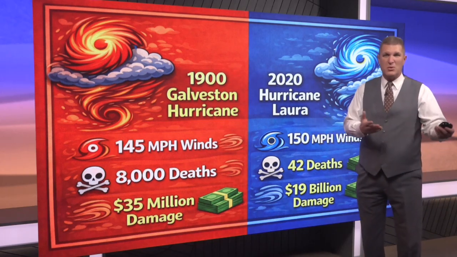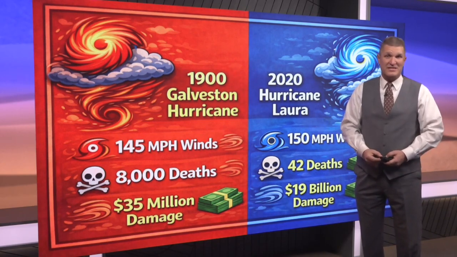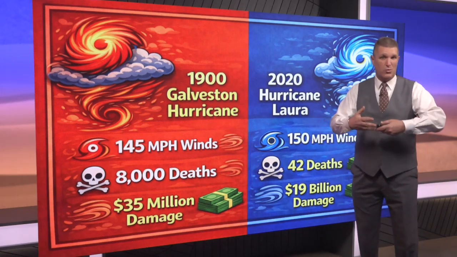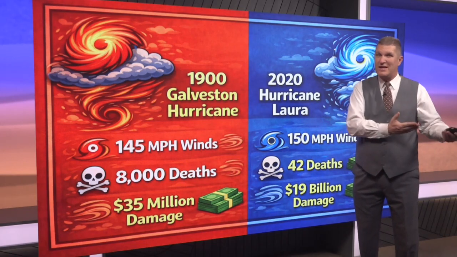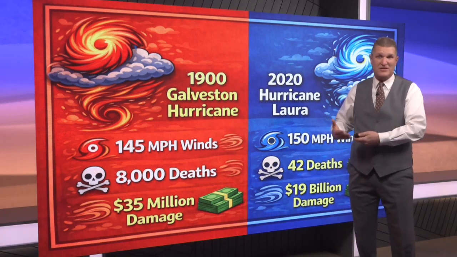The big difference between the two storms is going to be the deaths. Of course, the Galveston hurricane, we know, close to 8,000 deaths. Hurricane Laura, about 42. Now, again, we attribute that to the fact that during the 1900 hurricane, there were no early warning systems like we have today. So that was the big difference.